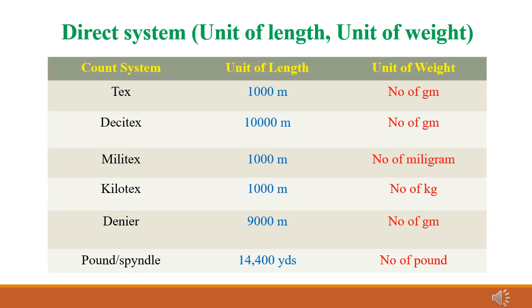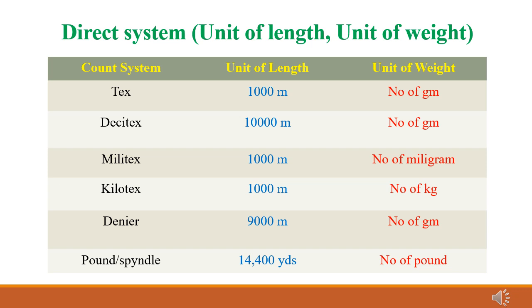In this slide we will know different systems of direct count, which are tex, decitex, millitex, kilotex, denier and pound per spindle. All the units of length and units of weight have been given in this table. Now what is tex? The answer will be the weight of 1000 meter yarn in gram, where 1000 meter is the unit of length and gram is the unit of weight, which are given in the table.